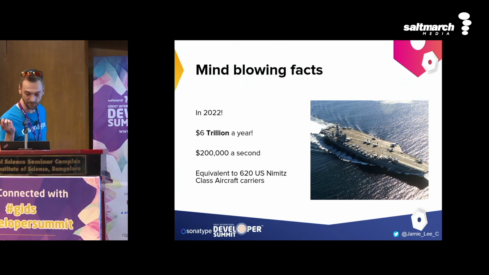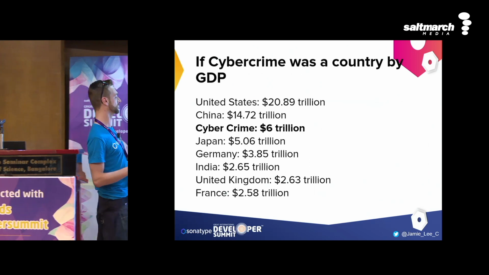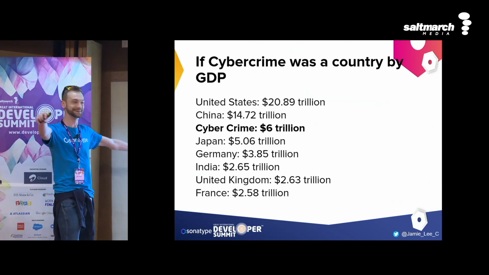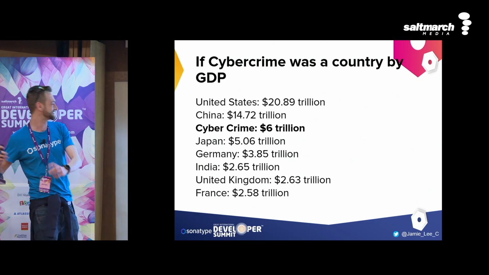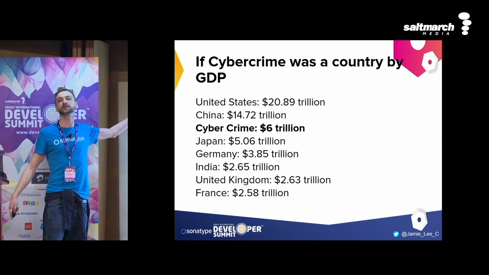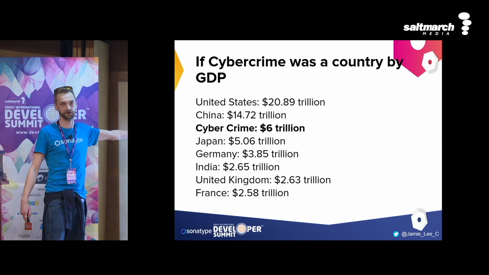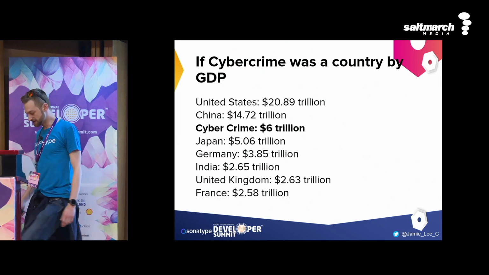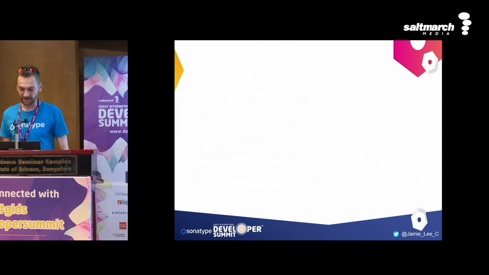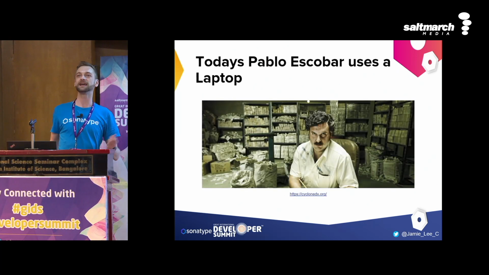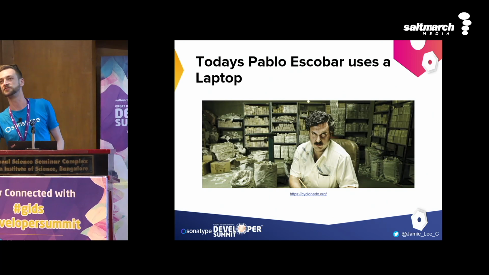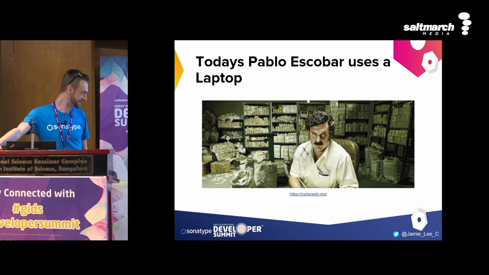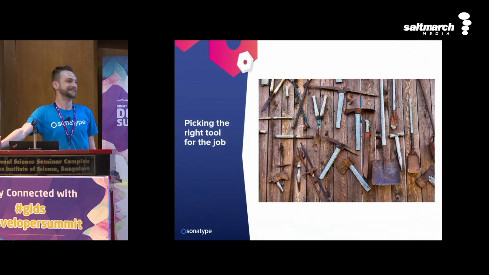And if cybercrime was a country, yes, I updated it, so India has surpassed the UK, it would be the third largest country by GDP in the world. So security is becoming a big thing. And if Pablo Escobar was alive today, he would probably get into hacking rather than the drug trade because there's a lot more money in it. So this is why I wanted to stress that this is important.